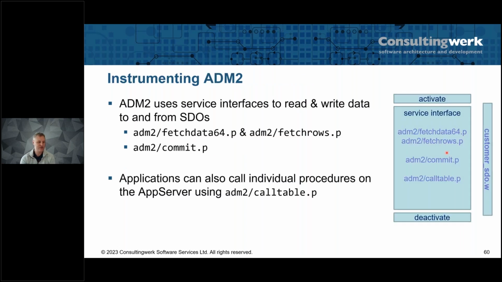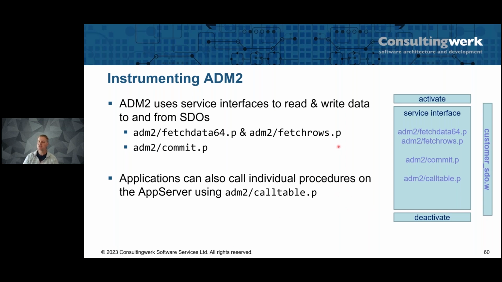So again, let's look at ADM2 first. ADM2 follows a similar architectural approach to Consultingwerk in the sense that it also uses, when it gets data from an SDO or an SBO, but I don't know if anybody really ever used those because they were slow as molasses. So we'll just go with SDOs for now, smart data objects. And they always call, for fetching data, fetchData64 was the first request, fetchRows the subsequent request when you're doing batching. Commit was to save data, and callTable was another approach. So you could call individual things across the wire.